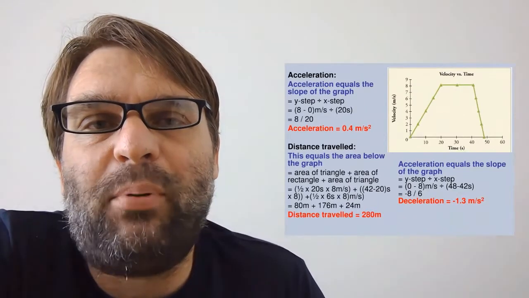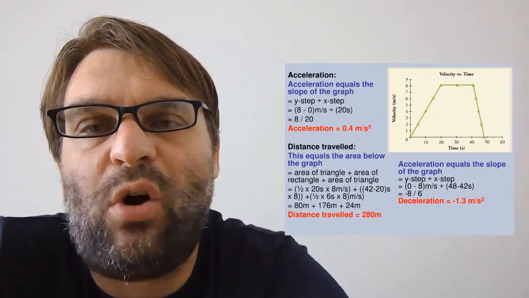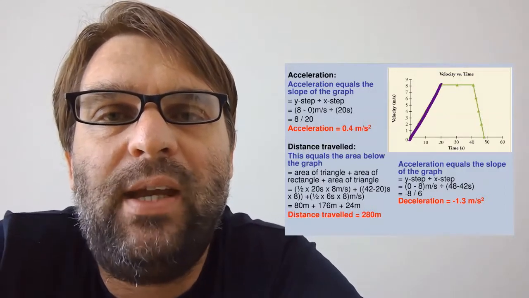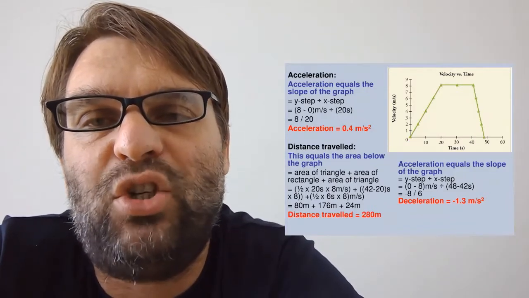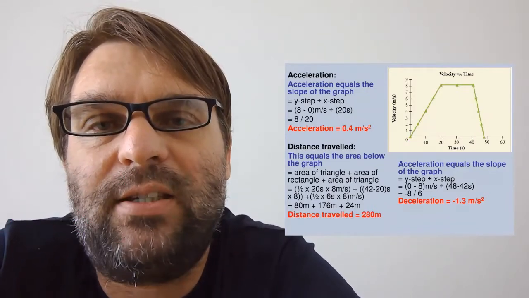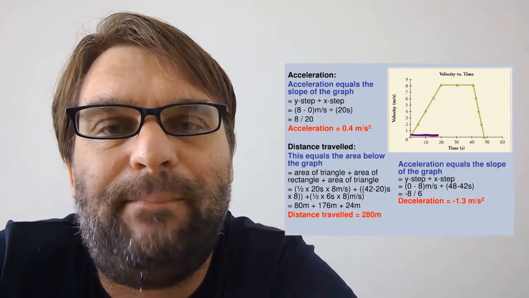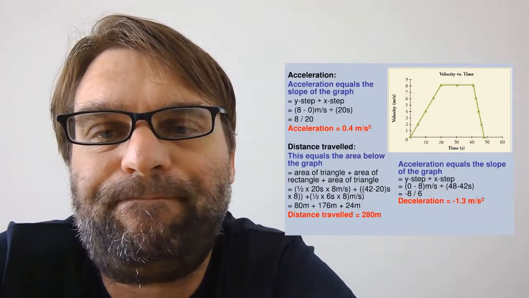So here's an example of it in action. In terms of the object's motion, it begins to accelerate in section 1, and we can calculate the acceleration by taking the gradient, which is the change in y over the change in x, or 8 minus 0 divided by 20, or 0.4 meters per second per second.